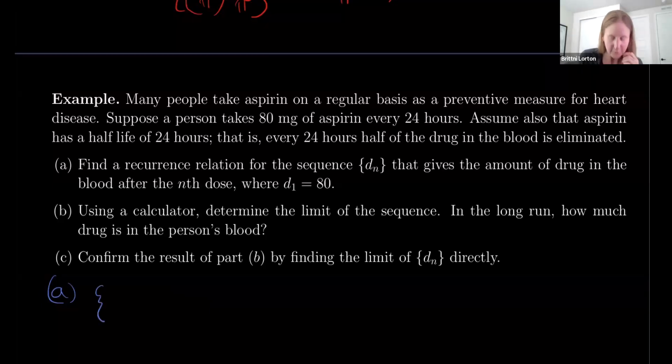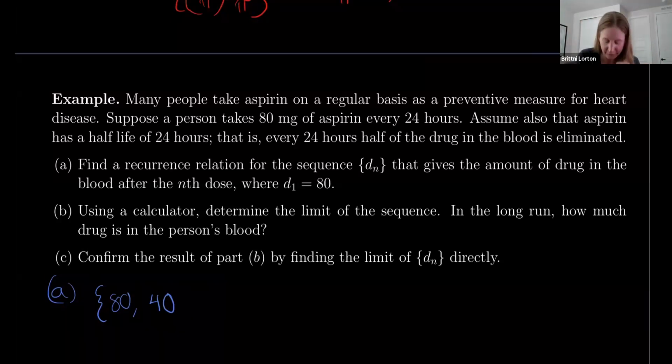I'm going to start off with just the numbers. Day 1, I take 80 milligrams of aspirin. So there is 80 milligrams in my bloodstream right now. And then the next day, half of it is gone, right? Half of it is gone because aspirin has a half-life of 24 hours and half of 80 is 40.